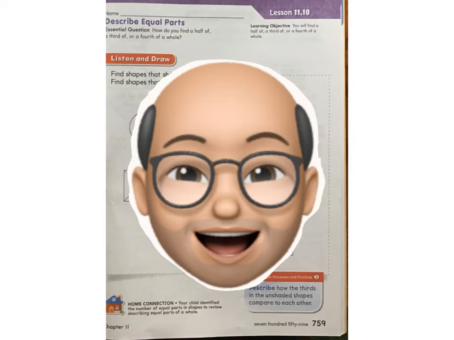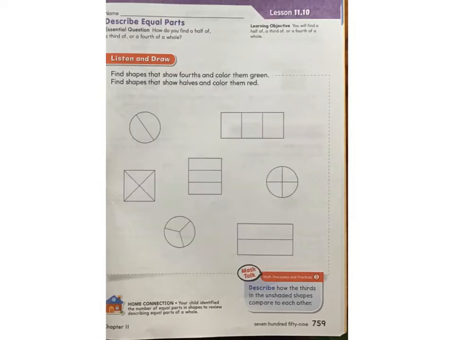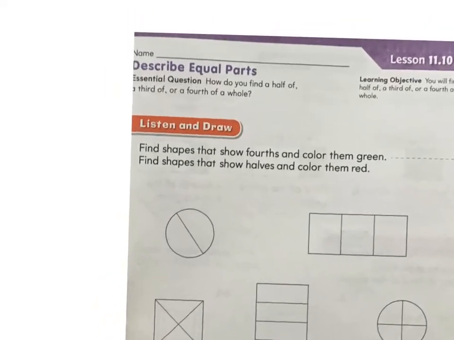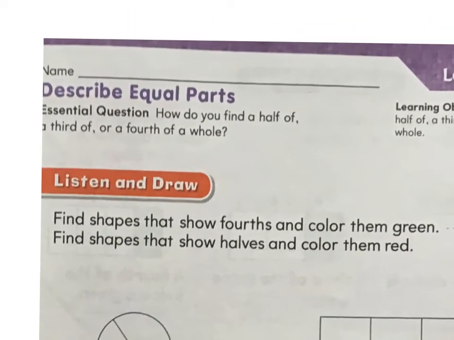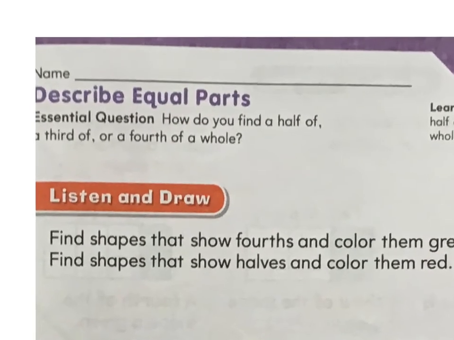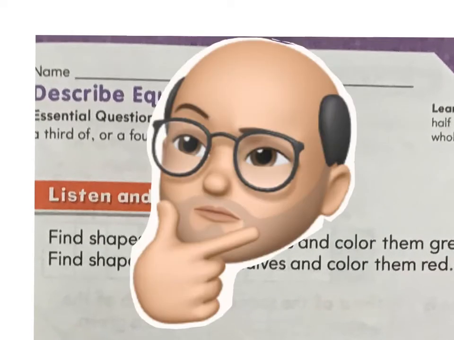Time for another exciting math lesson. Today's lesson will be Chapter 11, Lesson number 10, Describing Equal Parts. Let's take a look at today's essential question. How do you find a half of, a third of, or a fourth of a whole? Let's think about that. How do you find a half, or a third, or a fourth of a whole?